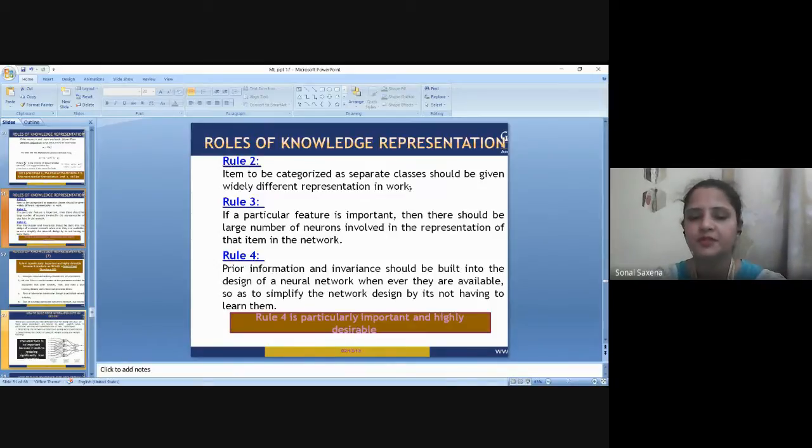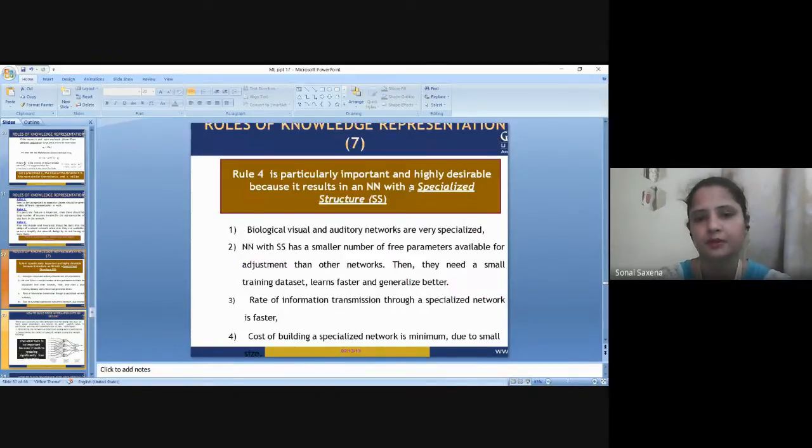And rule number 4 is particularly important and highly desirable because it results in a neural network with a specialized structure. Biological visual and auditory networks are very specialized, and a neural network with specialized structure has a small number of free parameters available for adjustment compared to other networks. Then they need a small training data set, learn faster, and generalize better. The rate of information transmission through a specialized network is faster. The cost of building a specialized network is minimal due to its small size.